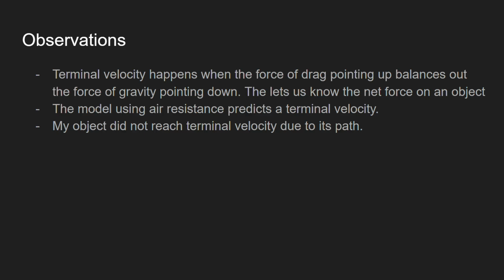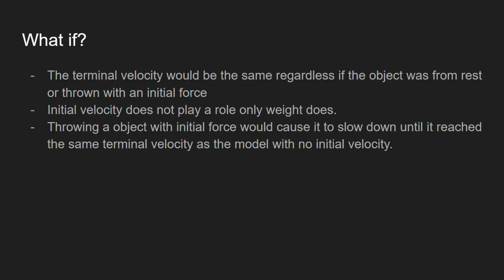So here are some observations. Terminal velocity happens when the force of drag pointing up balances out the force of gravity pointing down. This lets us know the net force on an object. The model using air resistance predicts a terminal velocity, and my object did not reach terminal velocity due to its path. What if the terminal velocity would be the same regardless of whether the object was dropped from rest or thrown with an initial velocity? Initial velocity does not play a role, only weight does, and throwing an object with an initial velocity would cause it to slow down until it reached the same terminal velocity as the model with no initial velocity.